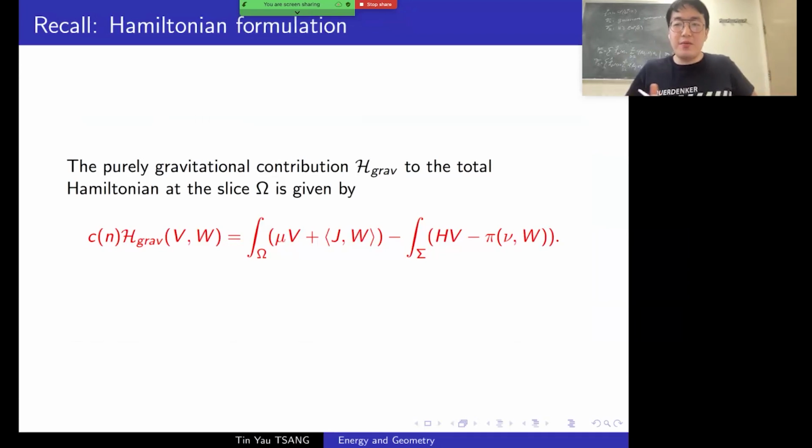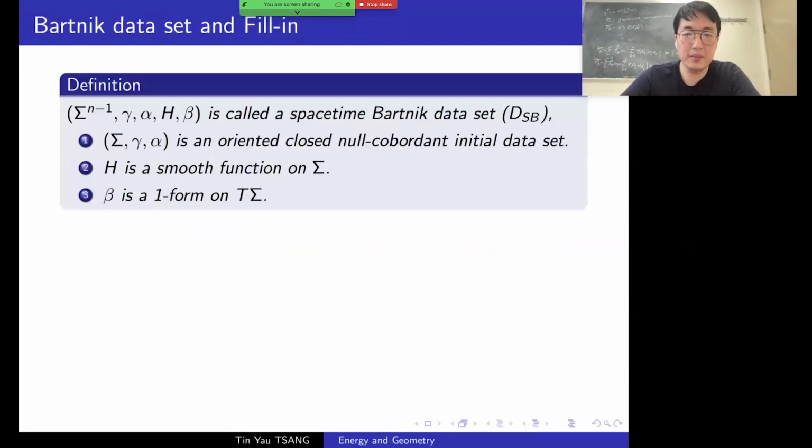First of all, let's see the conjecture from a physics or general relativity point of view. Again, we go back to the Hamiltonian formulation. We can tell that mu and J are in the interior, and H and the pi nu one-form are on the boundary. So this time, not only comparing scalar curvature and mean curvature, we should be comparing H and pi nu, the whole thing, in the integral.